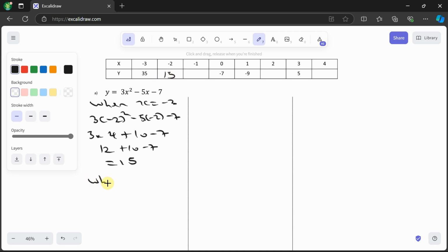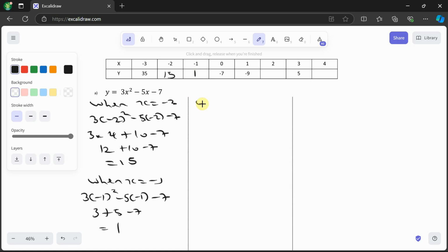Then when x is equal to minus 1, that will be 3 open brackets minus 1 all squared, minus 5 open bracket minus 1, minus 7. Minus 1 all squared is 1, times 3 gives you 3. Minus 5 times minus 1 gives you plus 5, minus 7. So 3 plus 5 is 8, 8 minus 7 is 1. So the answer here is 1.